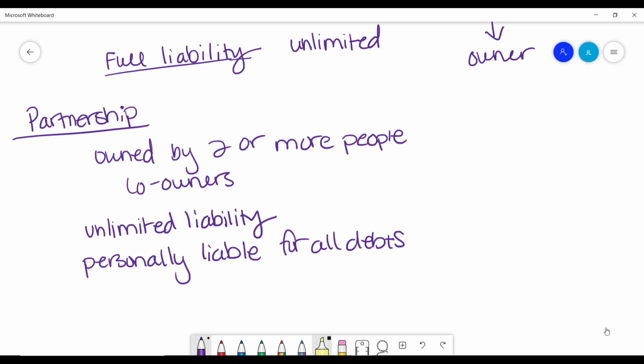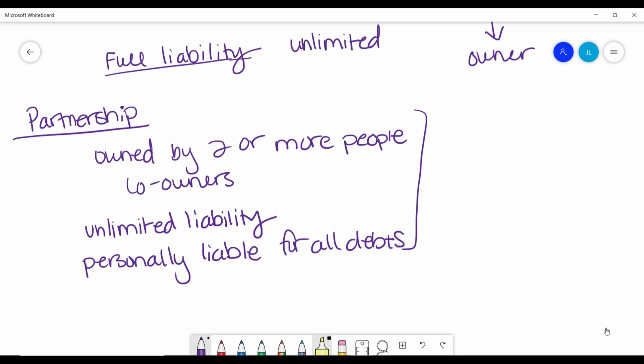Okay, so from a legal standpoint, a partnership is not an entity on its own. It's not regarded as an entity to exist separate from its owners, like a corporation does, right? But from an accounting standpoint, a partnership is going to be viewed as a separate business entity, where we keep the affairs of the business separate from the affairs of the owners.